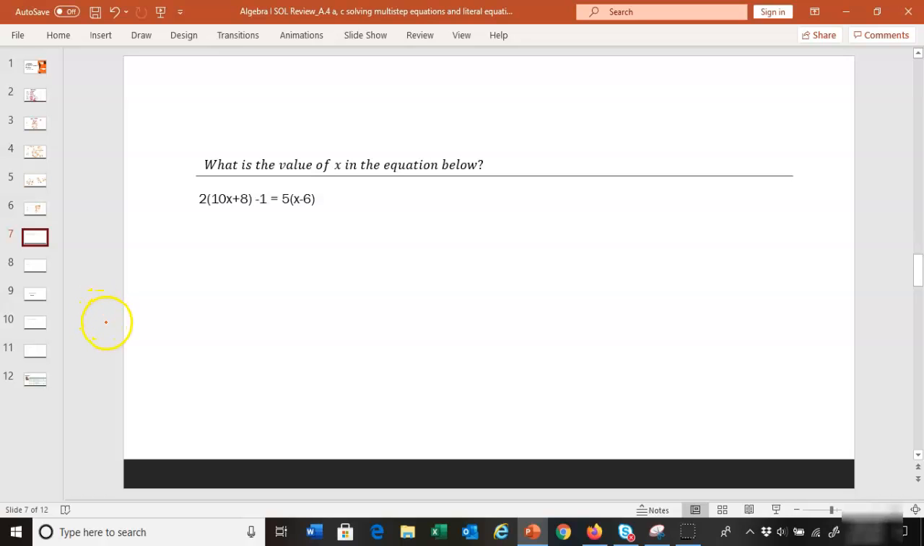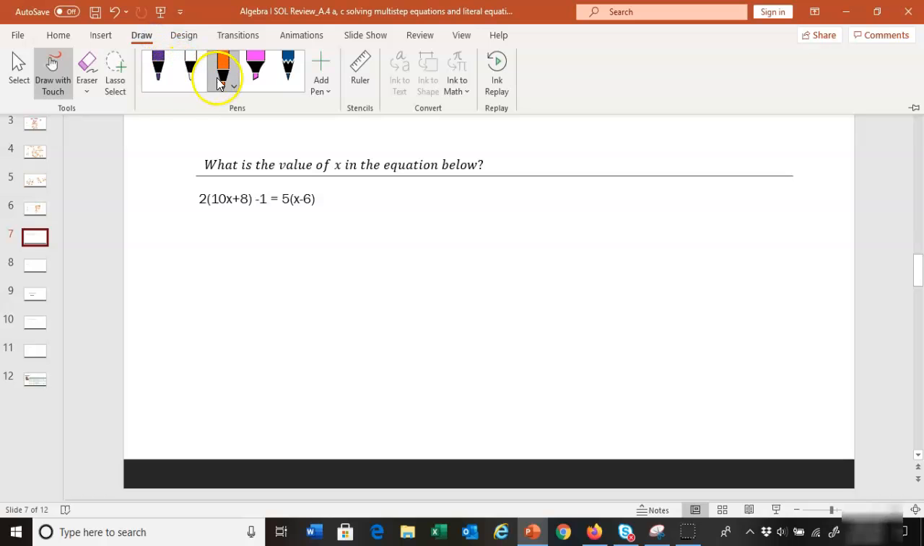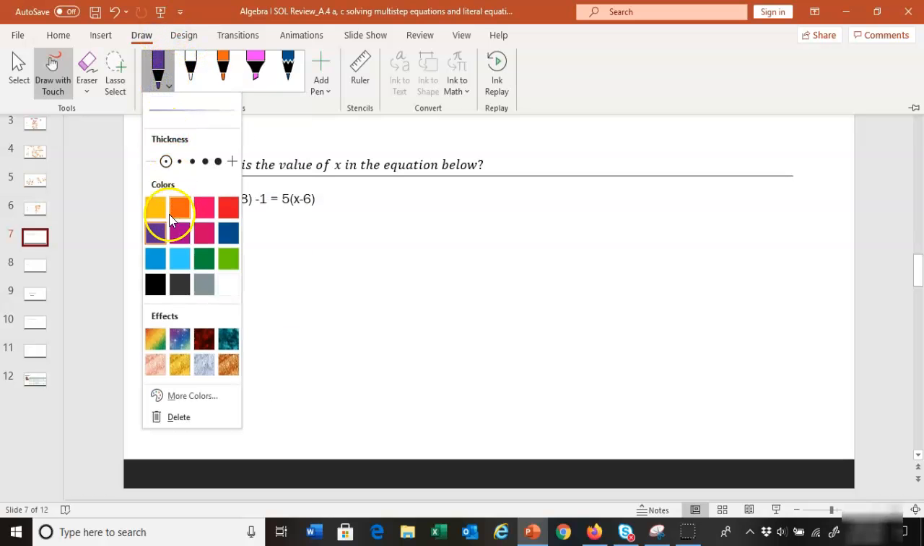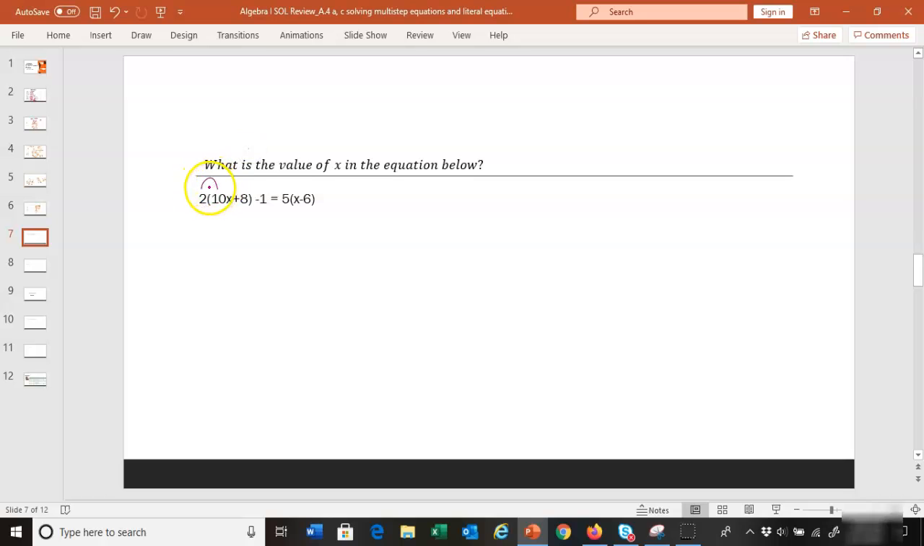Next example, what is the value of x in the equation below? So these are all either solving for x or a literal equation. So they want us to solve here for x, and we have some parentheses going on. Whenever you see parentheses, you should think distribute. So let me grab a different color. We're going to distribute the 2 to everything on the inside: 2 times 10x plus 2 times 8 minus 1. And then the same thing with the 5: 5 times x minus 5 times 6. Or you could have written it as plus 5 times -6.